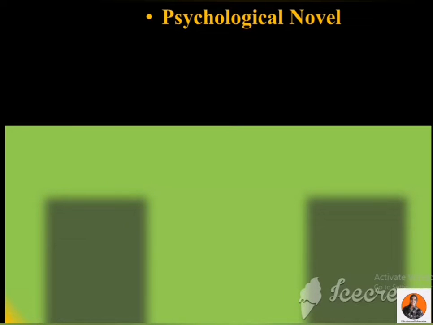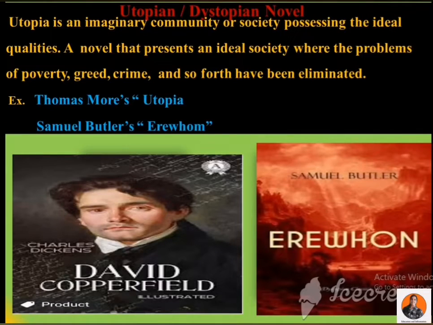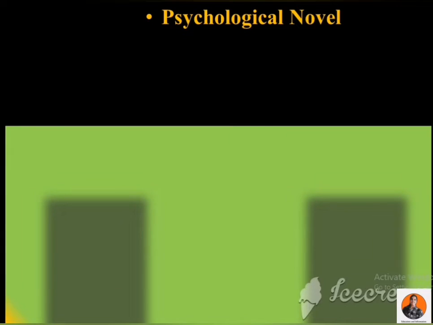Utopian and dystopian novels are another type of novel. Utopian is an imaginary community or society possessing ideal qualities. A novel that presents an ideal society where the problems of poverty, greed, crime and so forth have been eliminated. For example, Thomas More's Utopia and Samuel Butler's Erewhon. These are the two examples.